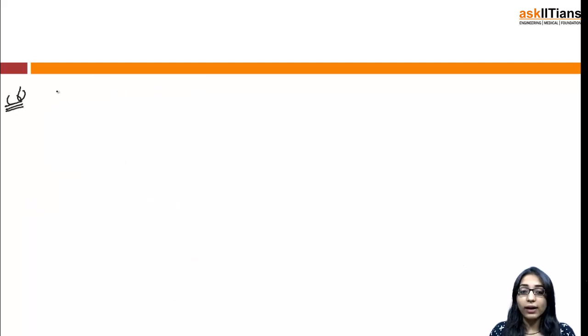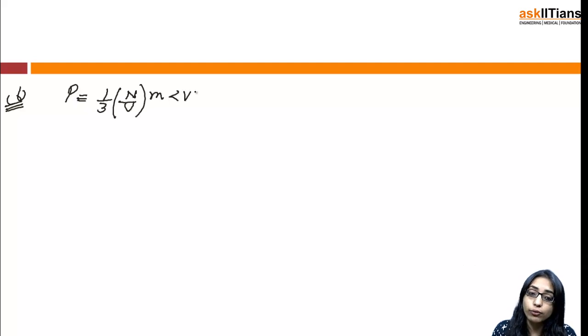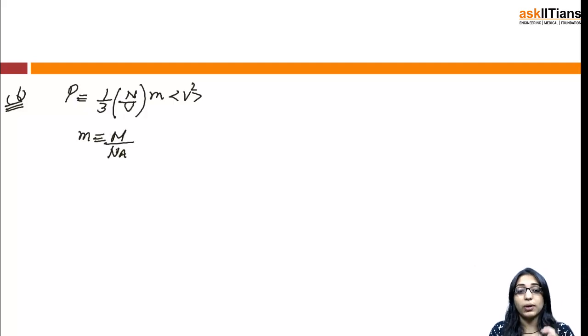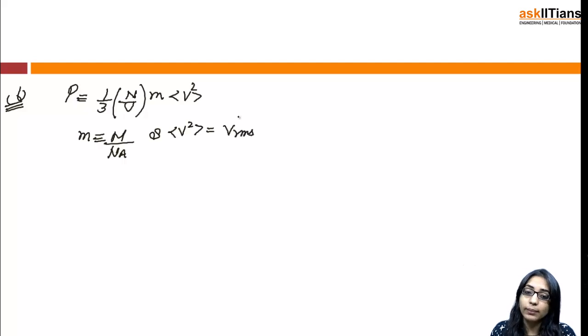In the second part, we know that we can use this formula. P is 1 by 3 into N by V into m into v square, where you have to take an average of the square. Now we also know that m is equal to capital M by Na. Whatever is the molar mass, you have to divide it by Avogadro's number. And you should know that the average of v square is equal to V RMS square.